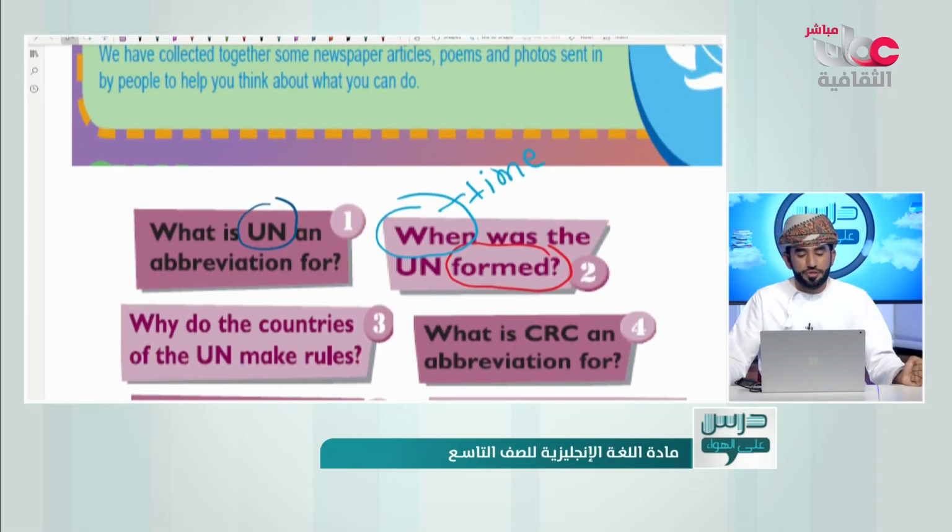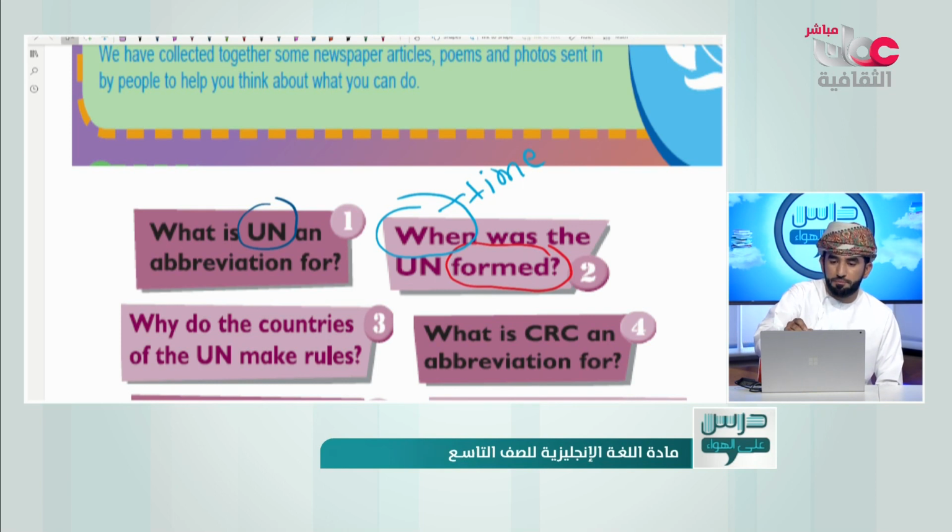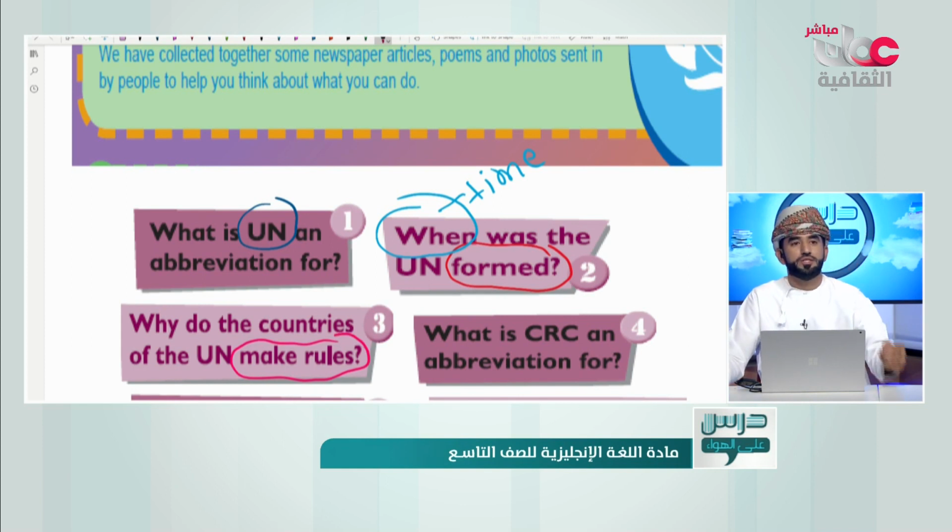Right, let's go straight forward to question number 3. Why do the countries of the UN make rules? Who can just read it for me? Again, what should we do? Who can tell me? Behind the screen again, your turn. Find make rules. Okay, that is a very lovely point. Let's apply what Mr. Turkey has told us.